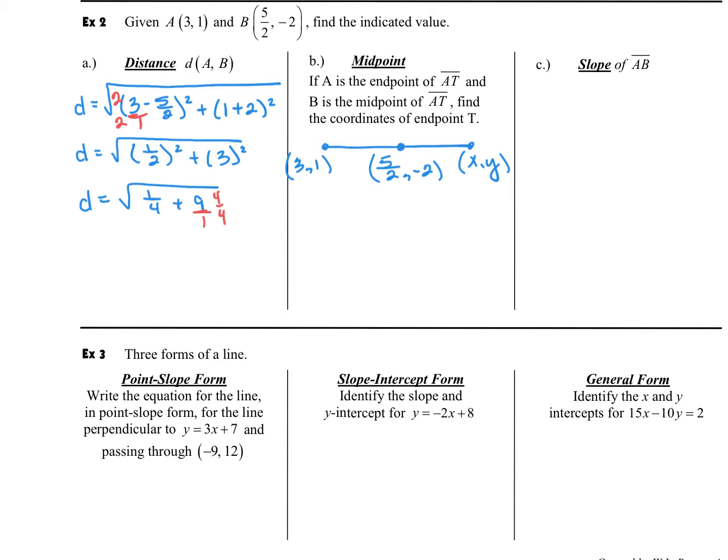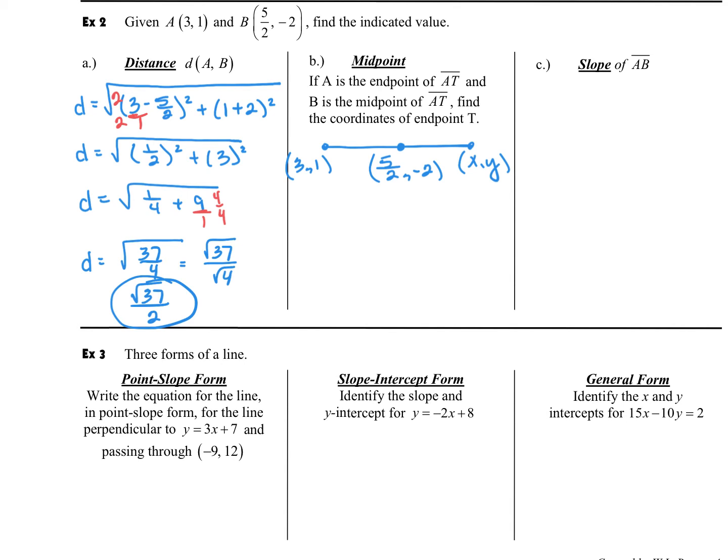Now, when I add those fractions together at this stage, now I'm going to have the distance is equal to the square root, and I've got a 1/4 plus a 36/4, so I have 37/4. When I go to simplify this, what I'm actually going to do is I'm going to have the square root of 37 over the square root of 4, which gives me a distance of the square root of 37 over 2.